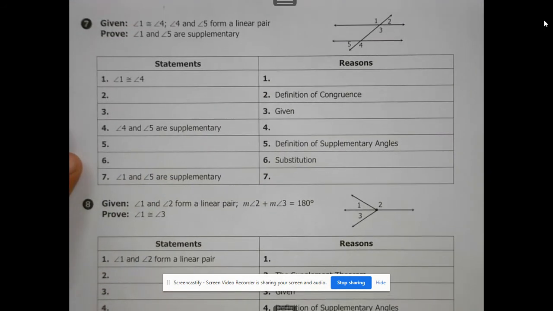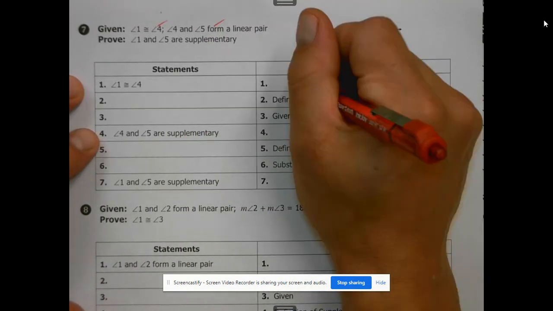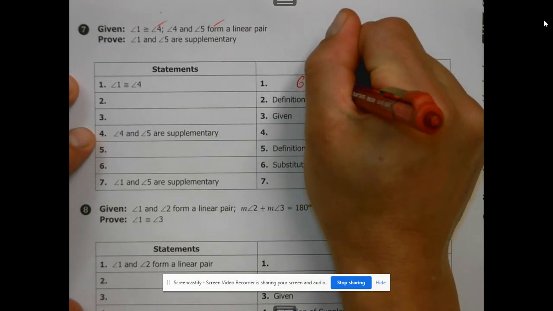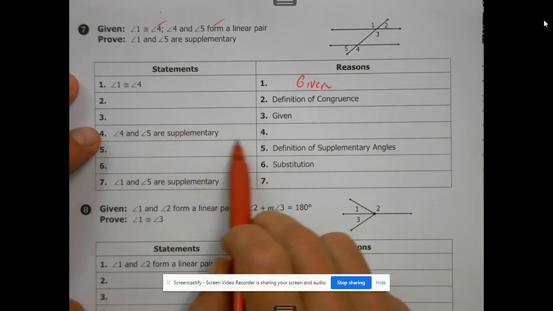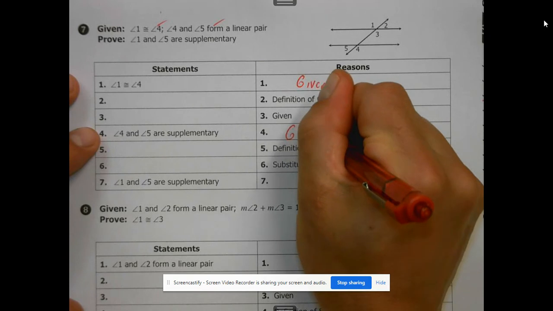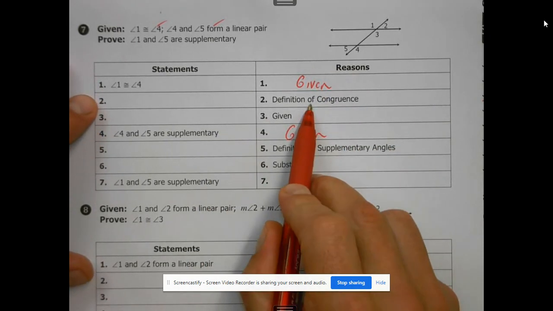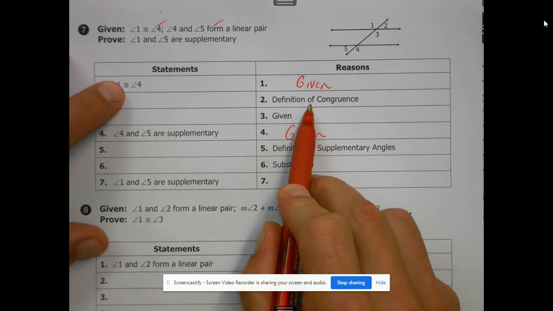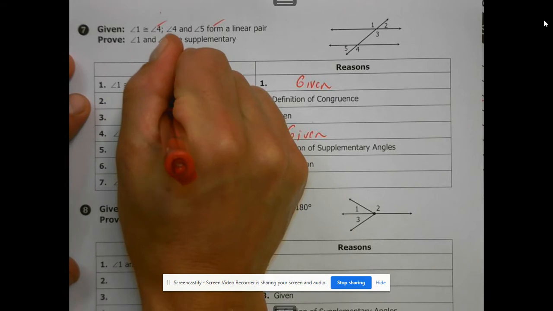Number 7. We have 2 givens. First guy is always given. And where's the other one at? 4 and 5 form a linear pair. That's number 4. All right, now we got to go to work. From line 1 to 2, your clue is definition of congruence. Well, that just means to go from congruent sign to equal sign. So angle 1 equals angle 4.